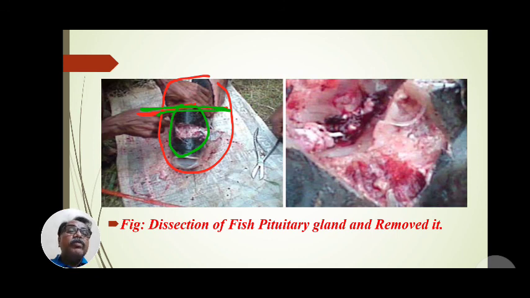When it is completely removed, it is to be kept in a watch glass, petri dish, or a desiccator, whichever is available at your nearest place. Then the brain is to be kept in a particular position.